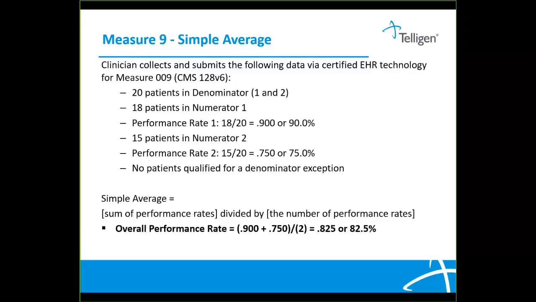So you can see if a clinician submits the following, with a denominator of 20, and 18 patients in numerator 1 and 15 patients in numerator 2, the performance rate for numerator 1 would be 90%, and the performance rate for numerator 2 would be 75%. When you're figuring with the simple average, you just take the two performance rates and divide them by 2. Or if you had 3 performance rates, you would take the 3 and divide them by 3. So in this example, we're taking 0.9 plus 0.75 and dividing by 2 to get an overall performance rate of 82.5%.